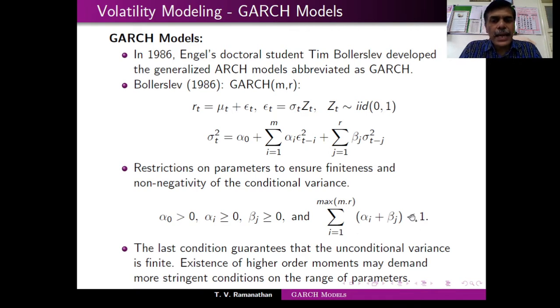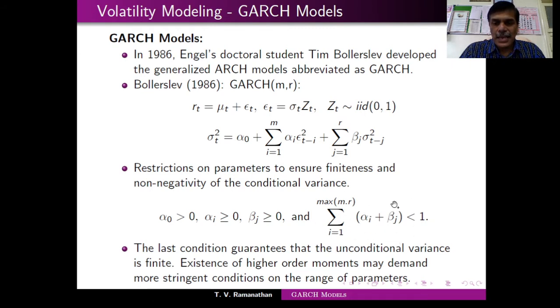The last condition guarantees that the unconditional variance is finite, which we will show in the coming discussion. Basically this has something to do with the unconditional variance. You remember in the case of the AR model, you have sigma square upon 1 minus phi square, and you want phi to lie between -1 and +1, so that phi square is less than 1. Something similar happens in this particular case as well.